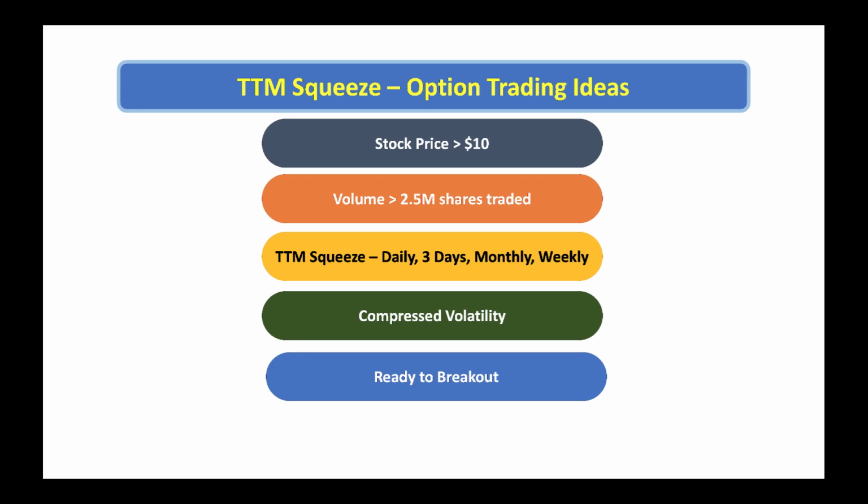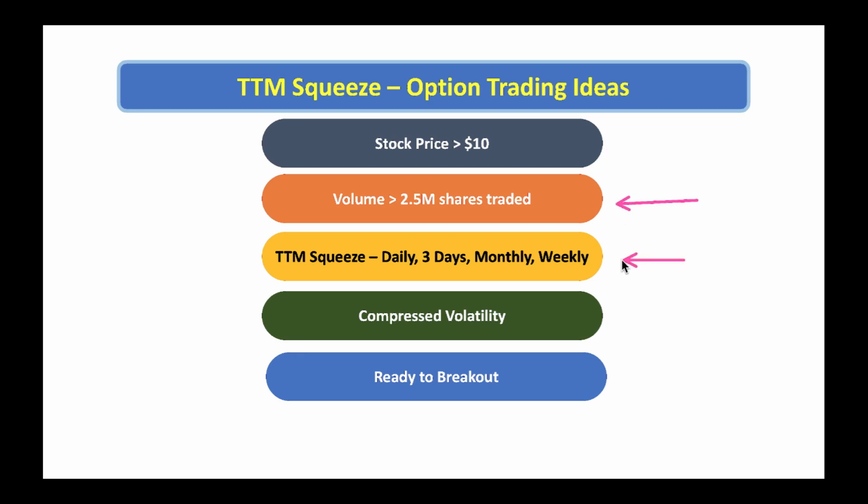So what we'll do is look at a screener here where stock price is more than $10. We want a little more stable stocks. That's why we picked stock price more than $10. And these are very liquid stocks. Look, volume is more than 2.5 million shares traded, very liquid.